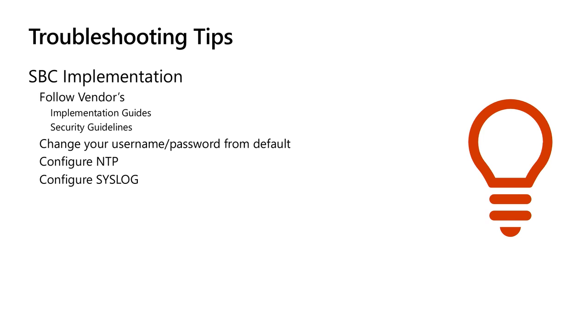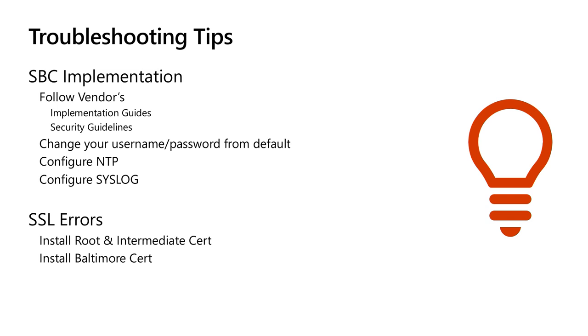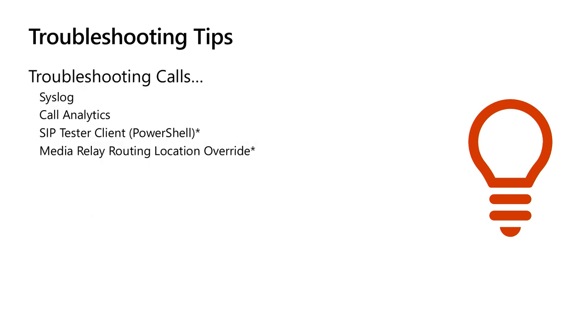just change it. NTP, we need NTP because it's all SSL, and you need to ensure that the time is correct. If the time's out a little bit between the SBC and Office 365, you'll be getting SSL issues. And of course, configuring syslog. Always watch the syslogs, just getting those syslog messages from the SBC. Handy for troubleshooting. I'll speed up a little bit here. If you're having problems with calls, syslog, wait that 24 hours. Syslog, call analytics inside the Teams Admin Center.